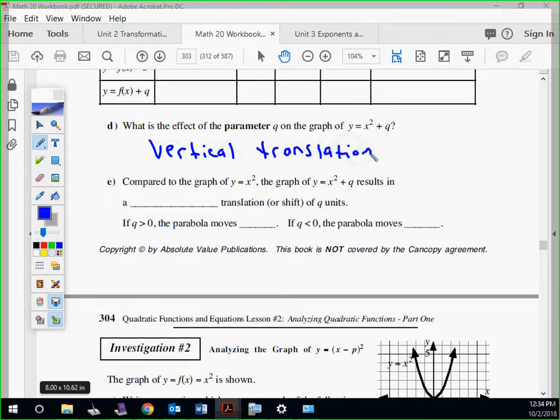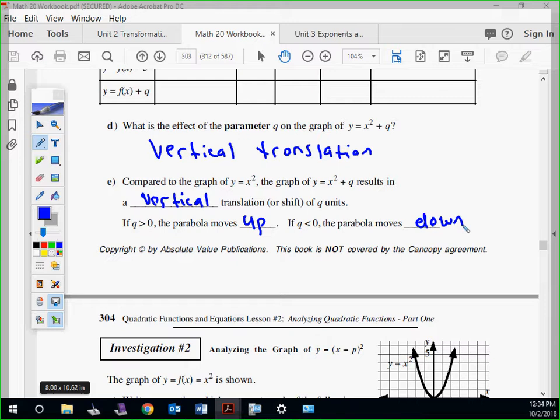Okay, compare to the graph of y equals x squared. The graph of y equals x squared plus q results in a vertical translation. If q is bigger than 0, the parabola moves up. If q is less than 0, it moves down. Okay, we'll stop there for a second before we move on to the next piece. So vertical is straightforward, it's what you see.